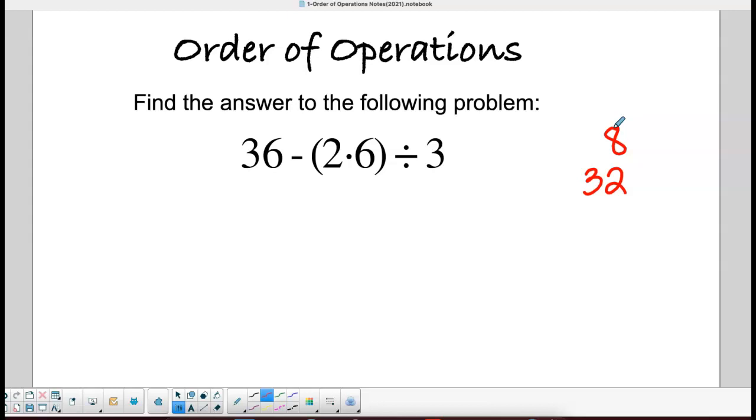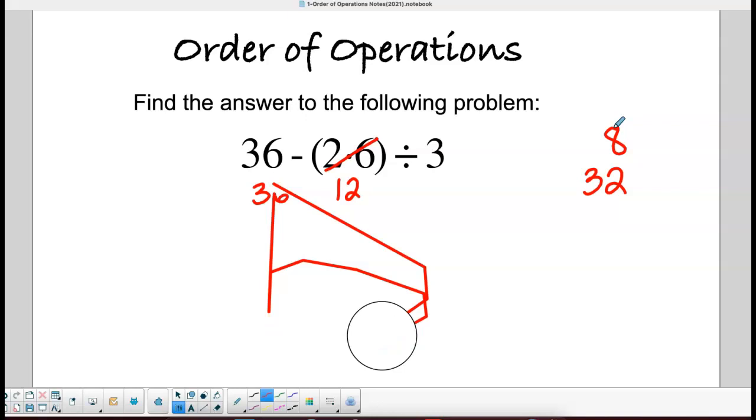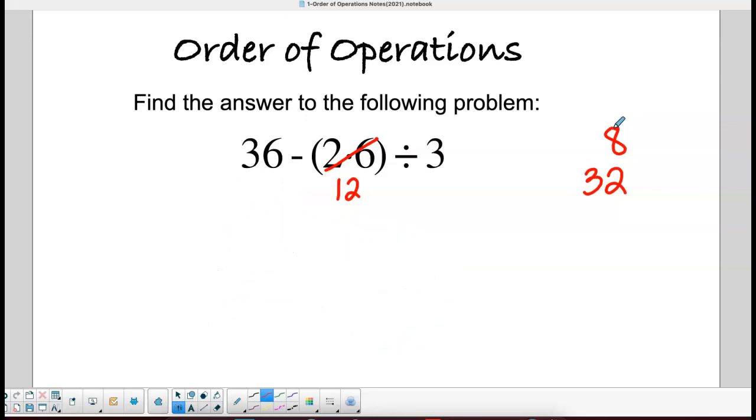But I also know how Sully got 8. I am guessing that everybody started by doing 2 times 6, because we all know you have to do what's in the parentheses first, right? And then that's where we make some mistakes. So now it says 36, whoa, let's try that again. 36 minus 12 divided by 3. Now I think what Sully did was 36 minus 12, but we can't do that yet.